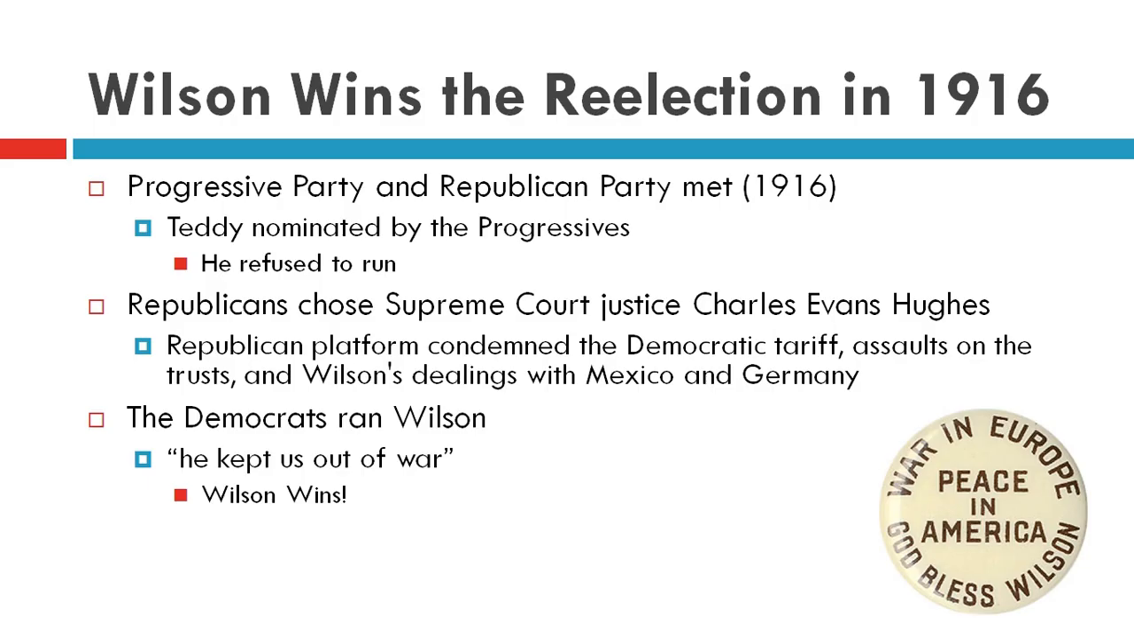Now, while this nonsense with the submarines is taking place, we have a presidential election to deal with, and the Progressive Party and the Republican Party will meet in 1916, and they nominate Teddy Roosevelt. He, however, refuses to run. He does not want to split the Republican vote again. And so the Republicans will choose Supreme Court Justice Charles Evan Hughes, and their platform condemned the Democratic tariff, assaults on the trust, and Wilson's dealings with Mexico and Germany.